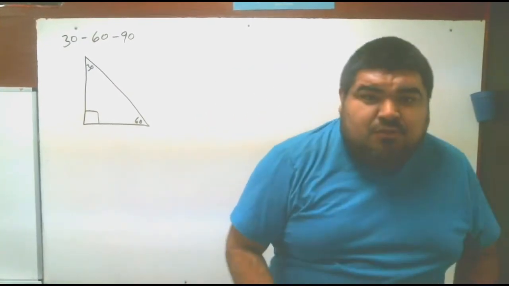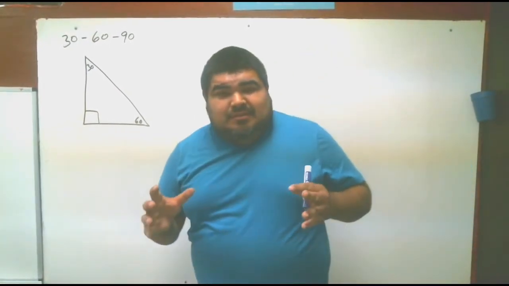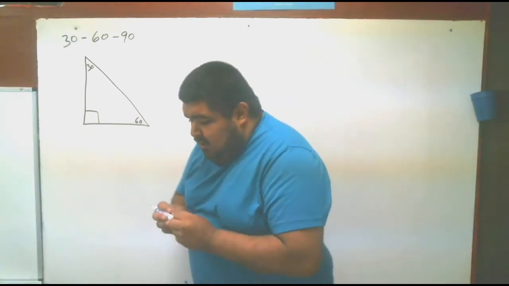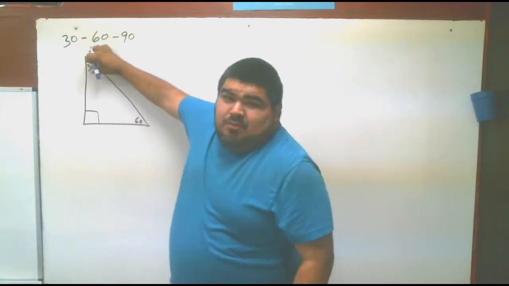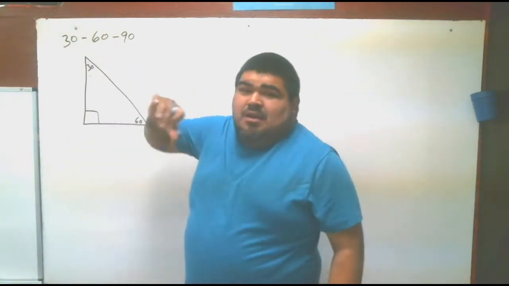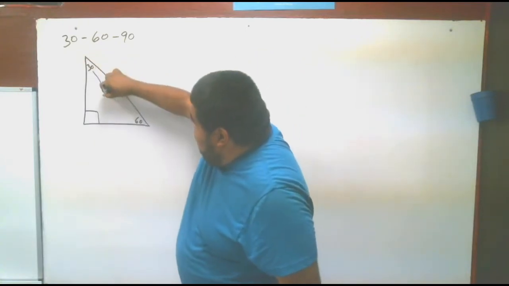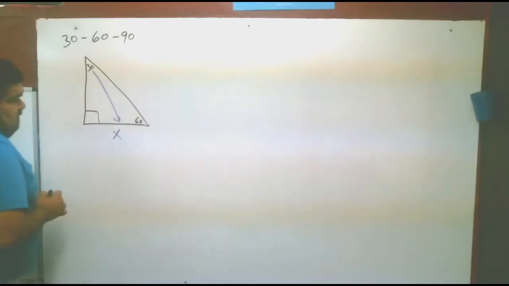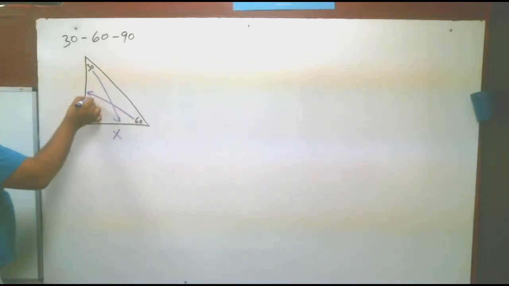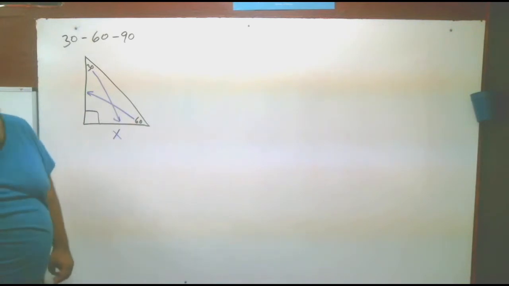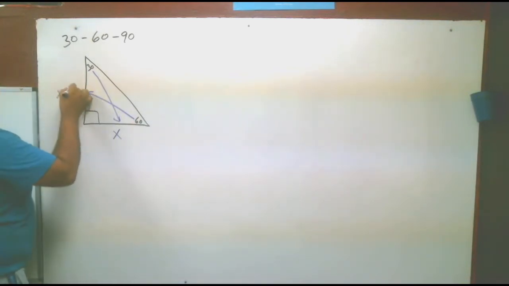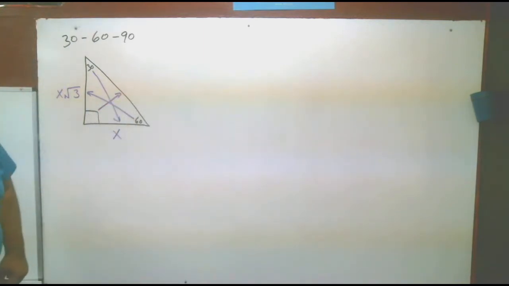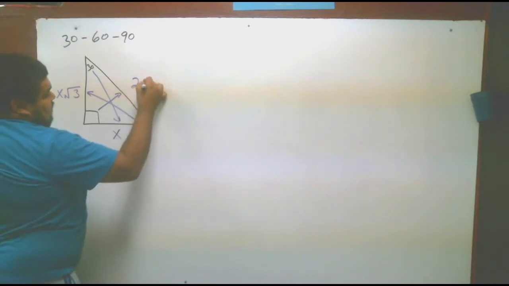Keep in mind, guys, the rule is kind of the same thing, yet a little different. Across from your 30-degree angle, wherever it is, is always just the number. It's always x. Across from your 60-degree angle, the rule is the number times radical of 3. And across from the hypotenuse, the rule is 2 times your number.